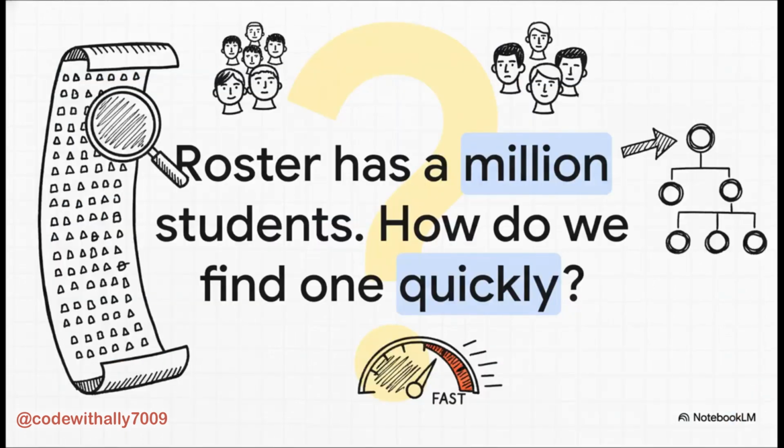And speaking of problems, you know how it goes. You solve one, and you create a brand new one. Our roster can now grow to 1 million students, which is awesome. But what happens when you need to find Alex's student ID? Are you really going to check every single student one by one? How do we find someone quickly and efficiently? And that question? Well, that's exactly what the rest of the syllabus is for.